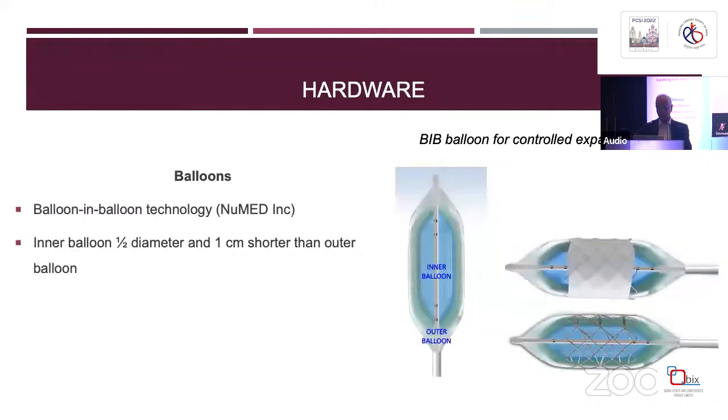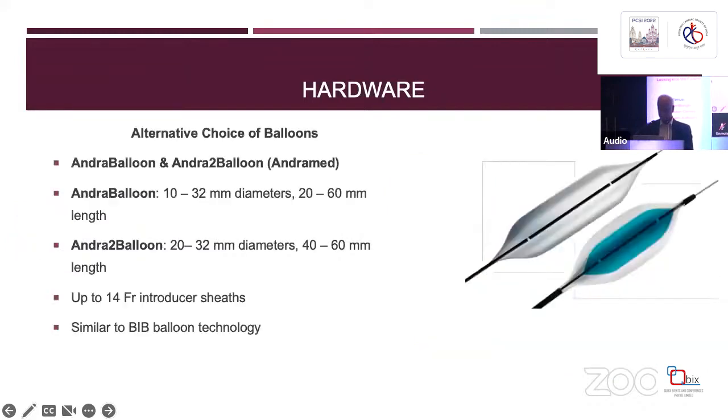And then BIB balloon technology. This is a balloon in balloon from NuMED, and that helps with the controlled delivery of the stents that we're putting in. The inner balloon is usually half the diameter of the outer balloon and 1 centimeter shorter than the outer balloon. And so it's important to remember those numbers.